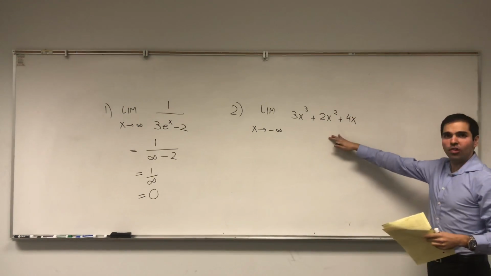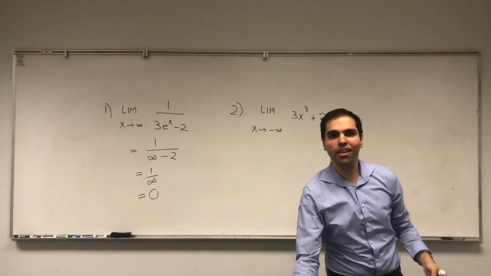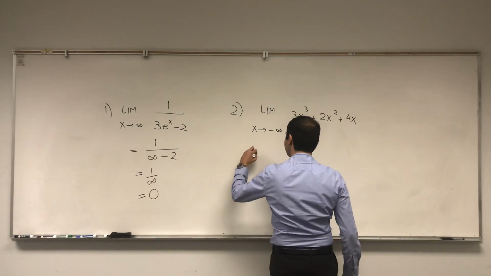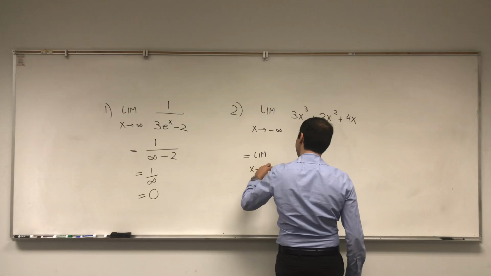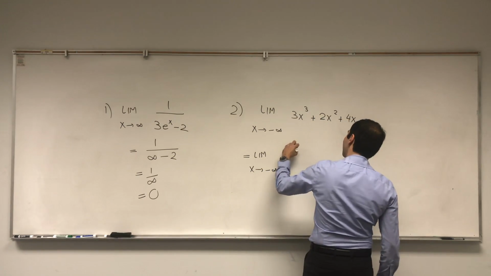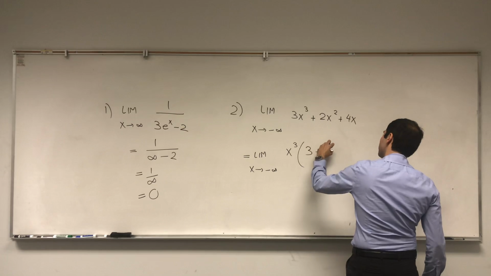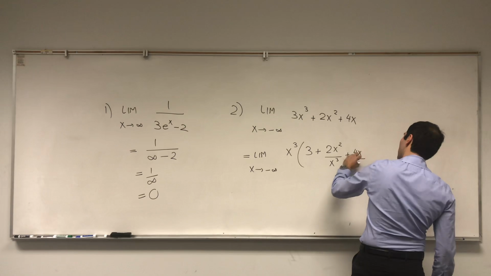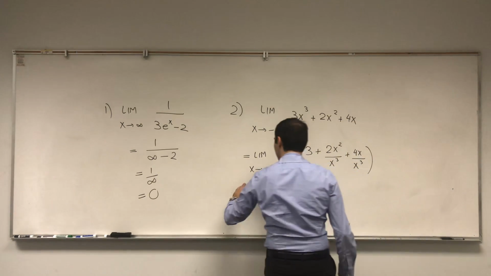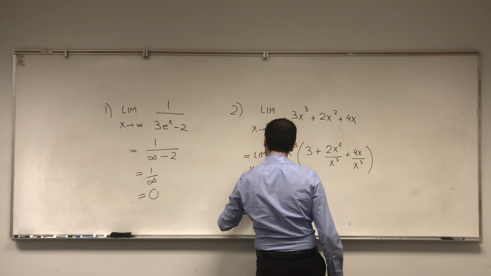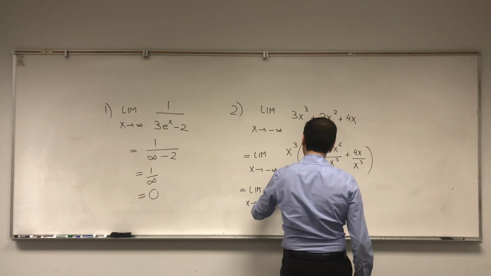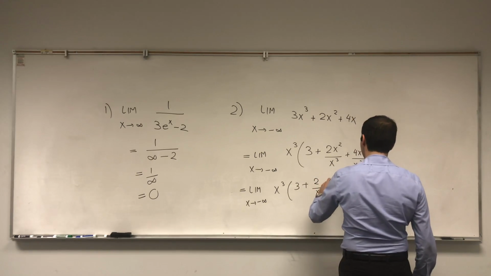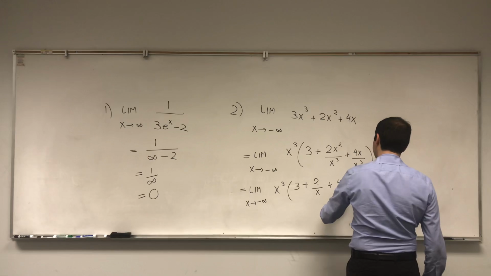So this is a polynomial, and a good method to use for polynomials is simply to factor out the highest power. In this case, x cubed. So this becomes the limit as x goes to minus infinity of x cubed times 3 plus 2x squared over x cubed plus 4x over x cubed, which becomes the limit as x goes to minus infinity of x cubed times 3, and then this simplifies to 2 over x plus 4 over x squared.